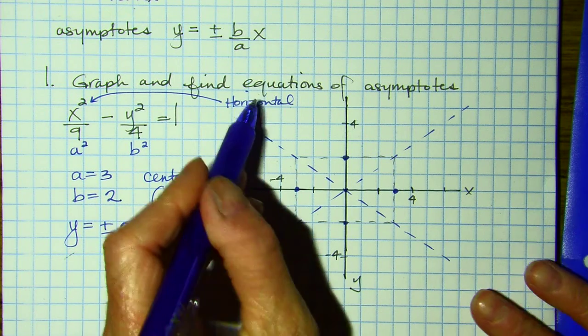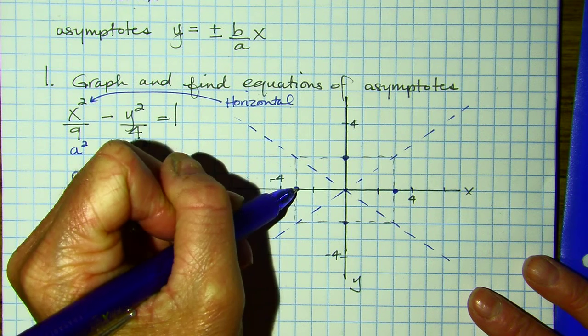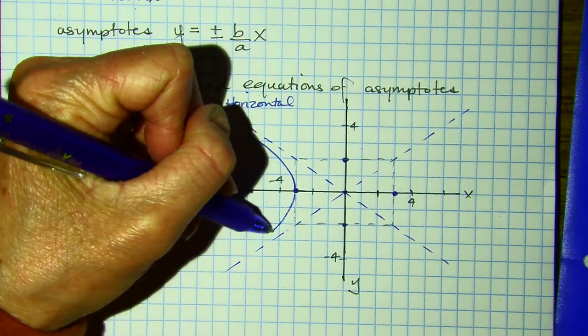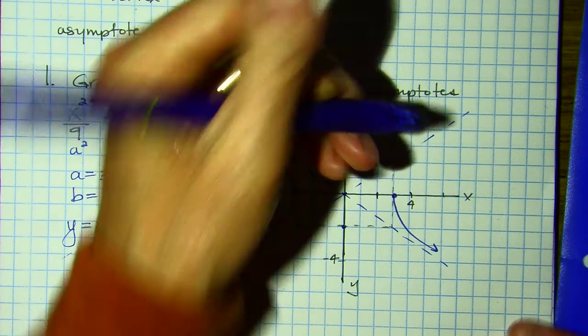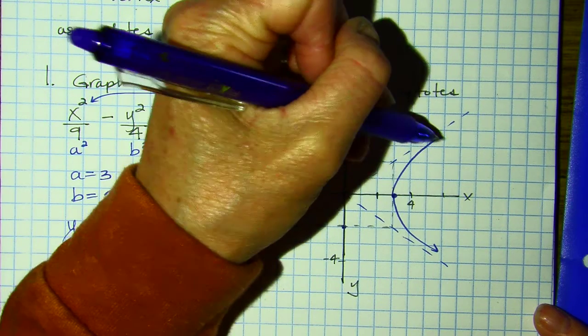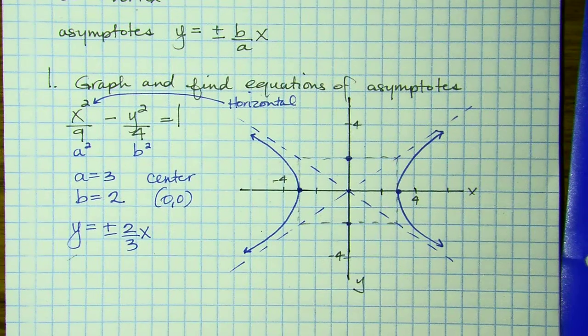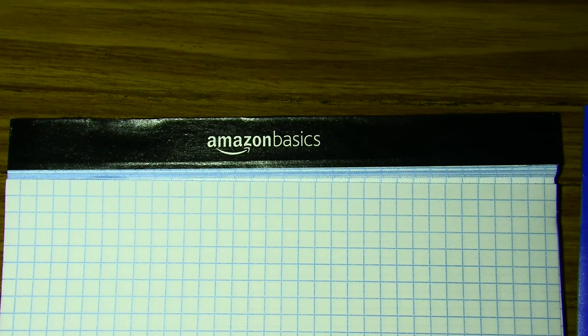Now, I know this is horizontal, so on the left and right, that right there is my vertex, and I'm going to draw curves that are approaching my asymptotes. And then I'm going to do the same on the right. And that is it. Okay, so moving on to the next one.